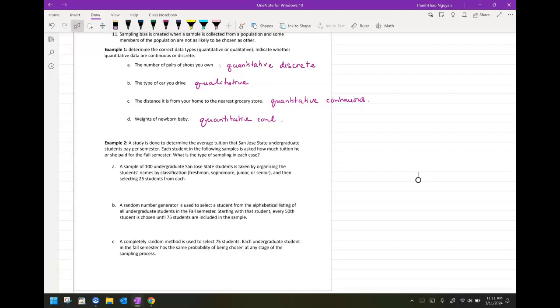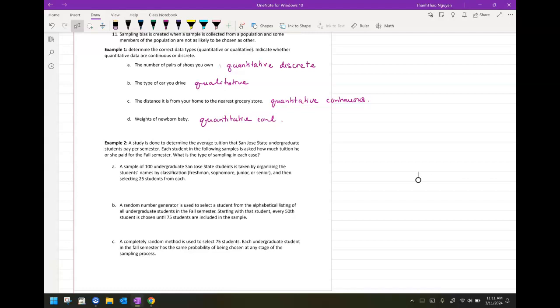Let's talk about different types of sample. A study is done to determine the average tuition that San Jose State undergraduate students pay per semester. Each student in the following sample is asked how much tuition is paid for the fall semester. What is the type of sampling in each case?